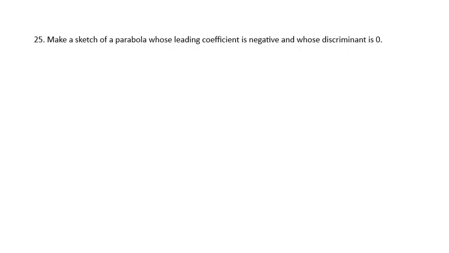Problem 22 says to make a sketch of a parabola whose leading coefficient is negative and whose discriminant is 0. So the leading coefficient negative means my graph is opening down. The discriminant is 0, means I'm going to have one rational solution or one x-intercept. And that's one possible answer.